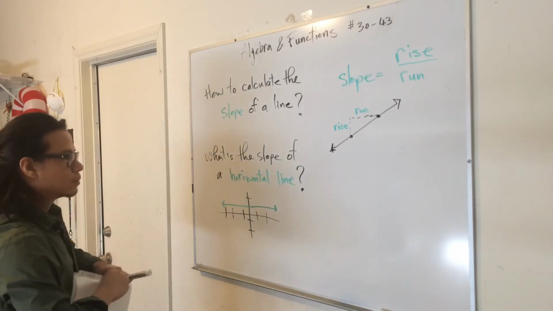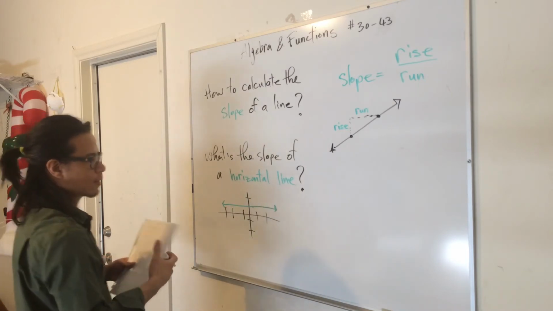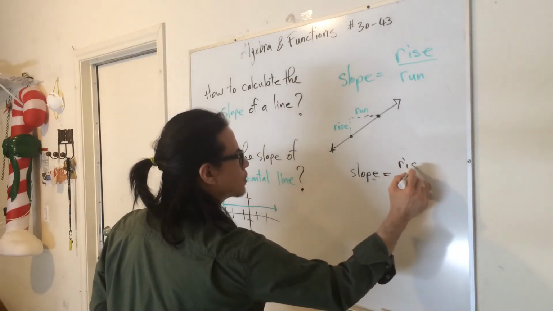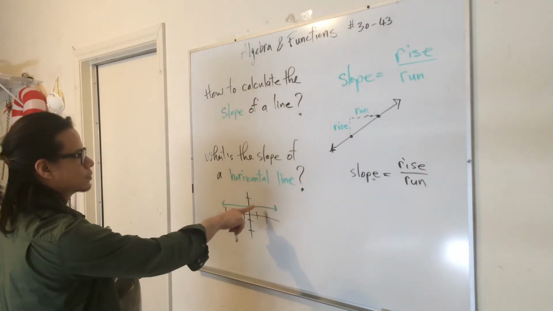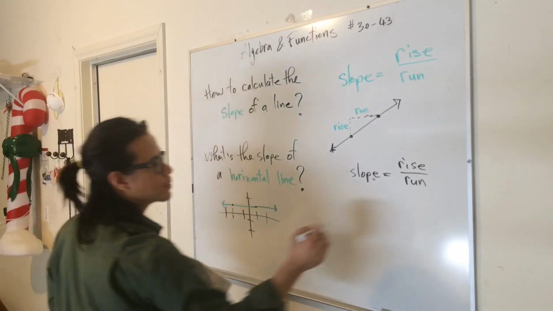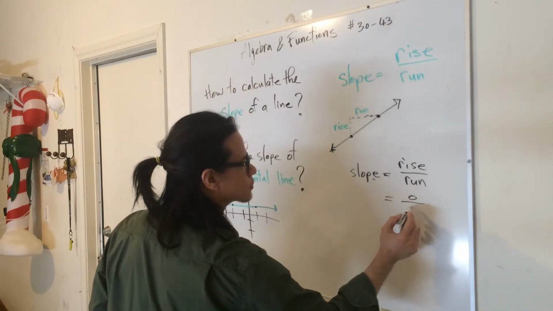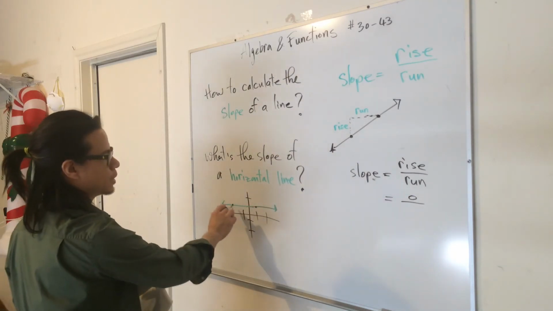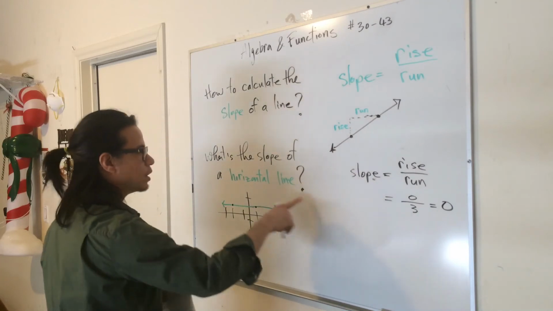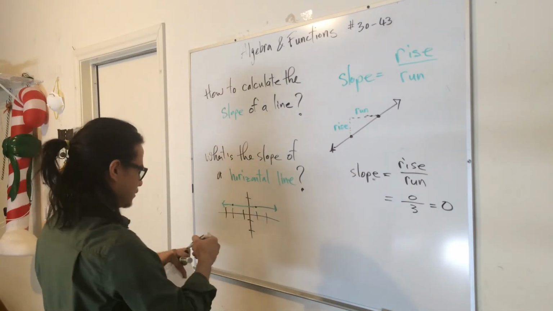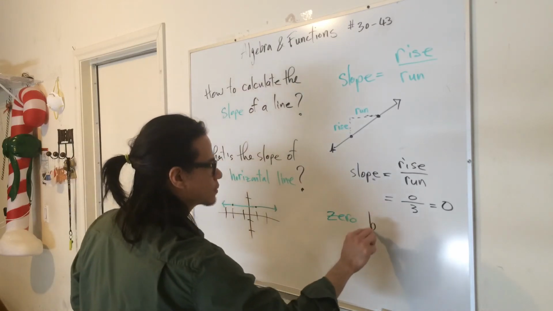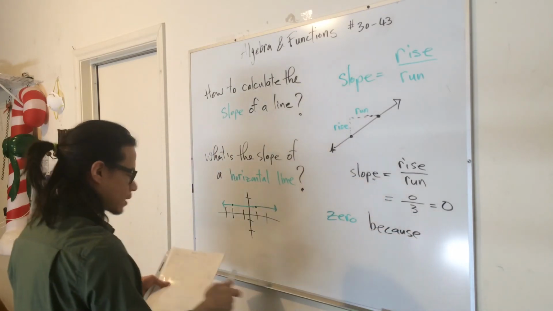What is the slope of this line? Well, let's see. Remember that slope equals rise over run. So there is no rise, right? No matter what 2 points you pick, we're not going up nor down. So there is no rise, and the run could be whatever, any number. Let's say 1, 2, 3. 0 over any number is 0. So the slope of a horizontal line will be 0. Okay, because there's no rise.